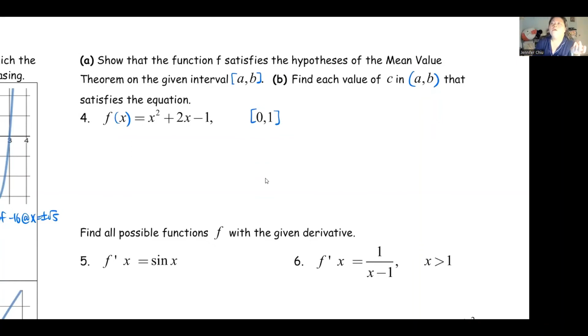Is it differentiable? We only have a couple of cases where it's not differentiable: if it has a cusp, corner, or a vertical tangent. Again, this polynomial function does not have any of those, so it is differentiable and continuous. So all you have to say for part 1 is, yes, f is differentiable and continuous on this interval 0, 1. So therefore, yes, it satisfies the hypotheses of the mean value theorem.